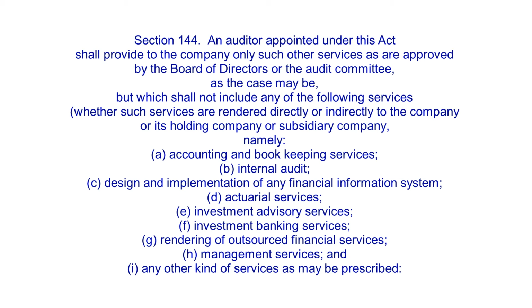Section 144. An auditor appointed under this Act shall provide to the company only such other services as are approved by the Board of Directors or the Audit Committee, as the case may be, but which shall not include any of the following services, whether such services are rendered directly or indirectly to the company, or its holding company or subsidiary company, namely accounting and bookkeeping services, internal audit, design and implementation of any financial information system, actuarial services, investment advisory services, investment banking services, rendering of outsourced financial services, management services, and any other kind of services as may be prescribed.